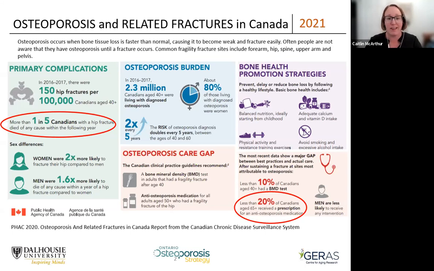Another really important thing is that less than 20% of Canadians who are 65 plus received a prescription for an anti-osteoporosis medication. So we know that there's a major gap in treatment for osteoporosis. People have osteoporosis, they're at high risk for fractures, and they're not receiving treatment. So we really want to try to prevent these fractures from happening because they're so serious. Medications are one way. We're going to talk about some other ways in a second, but we know that it's very under-recognized and undertreated.